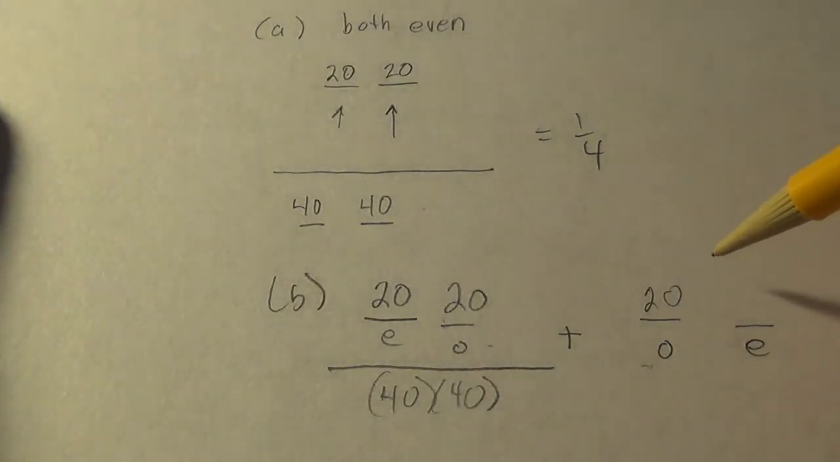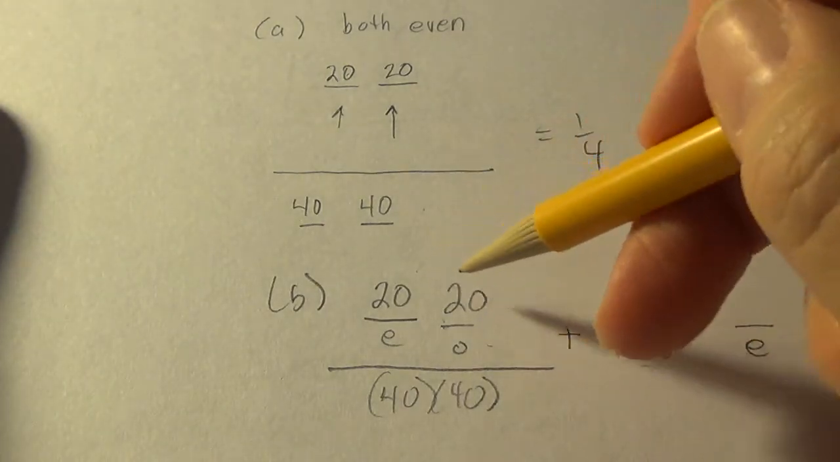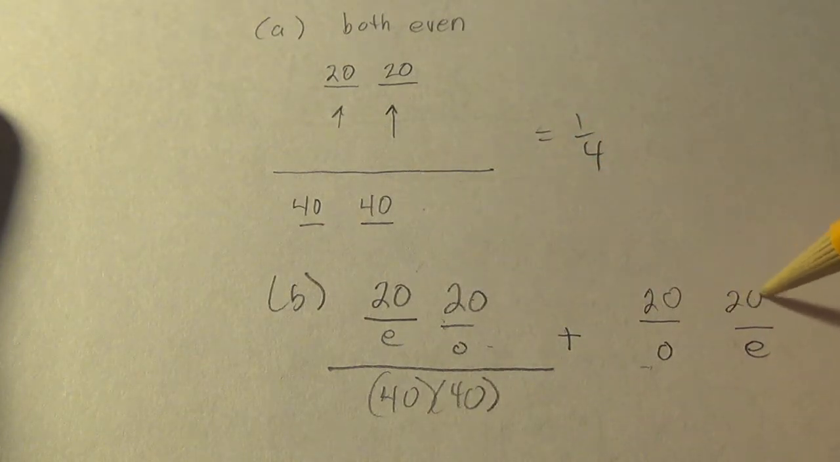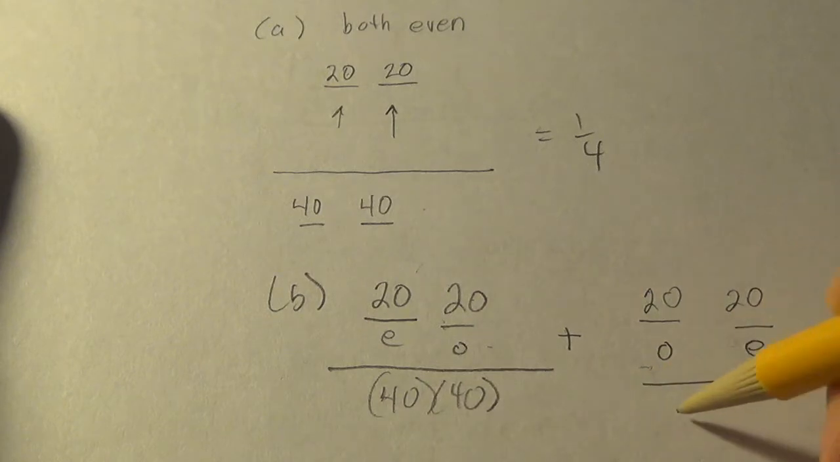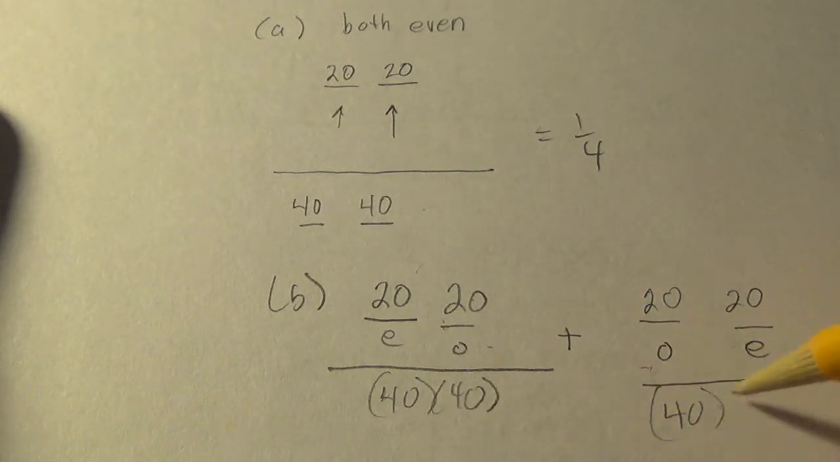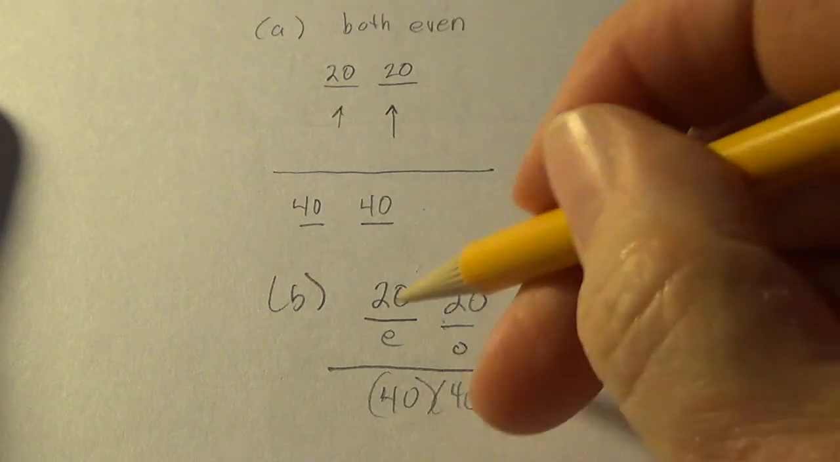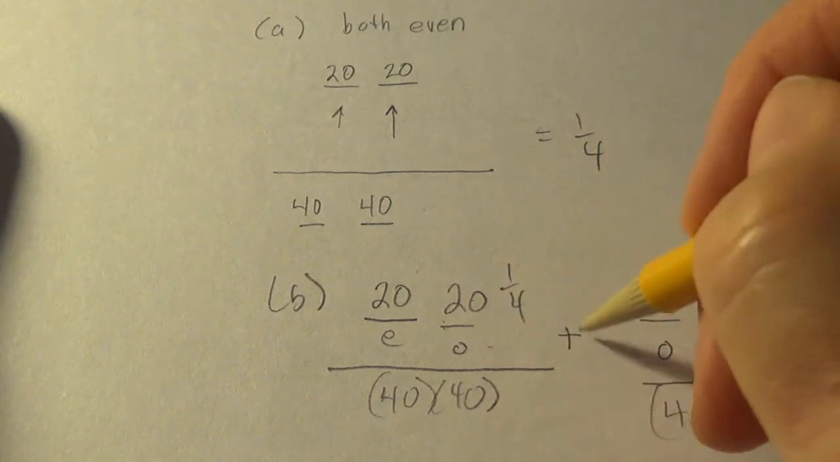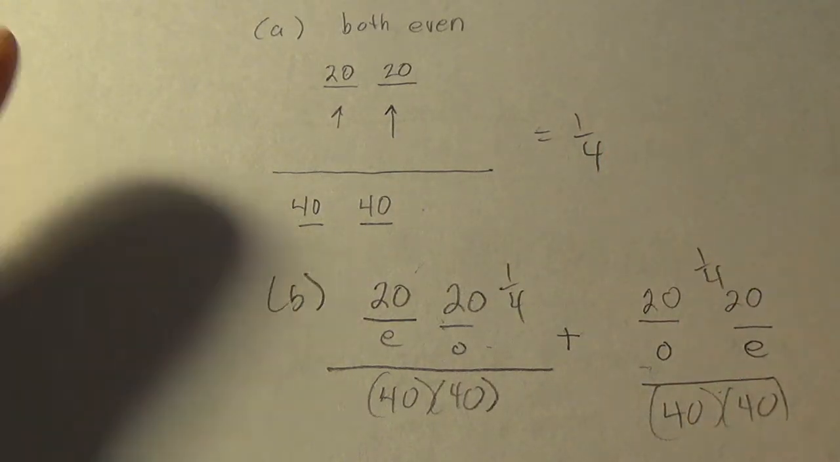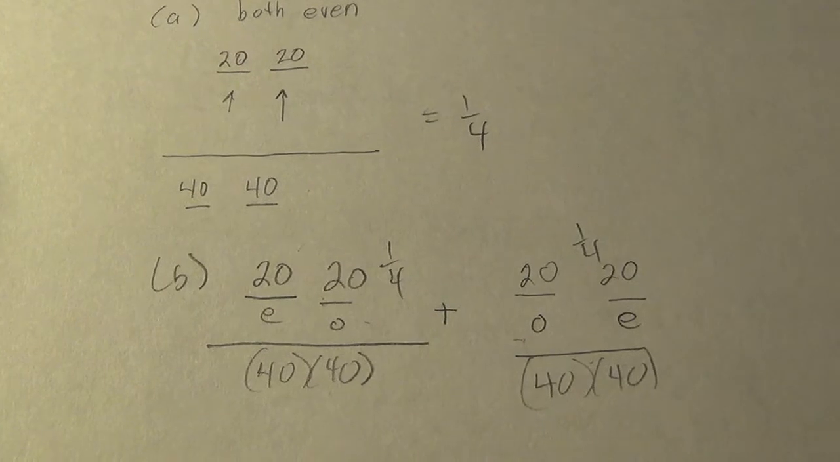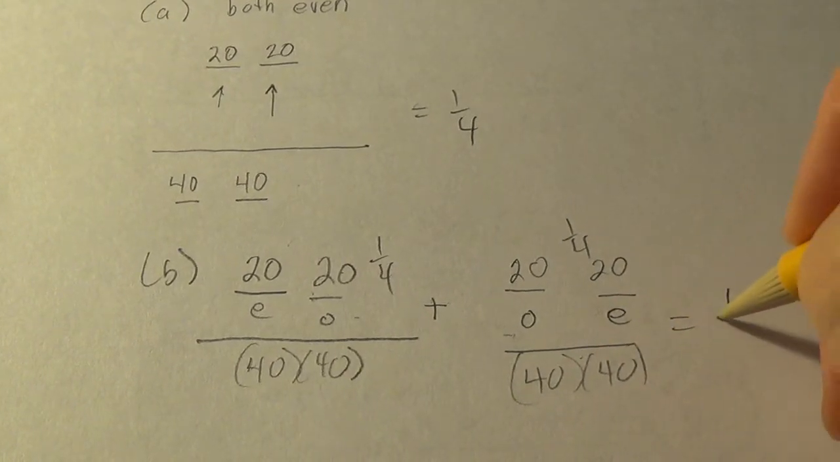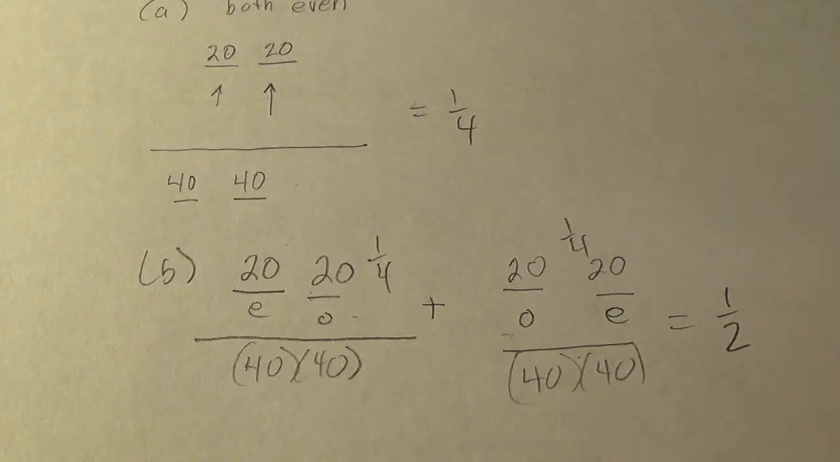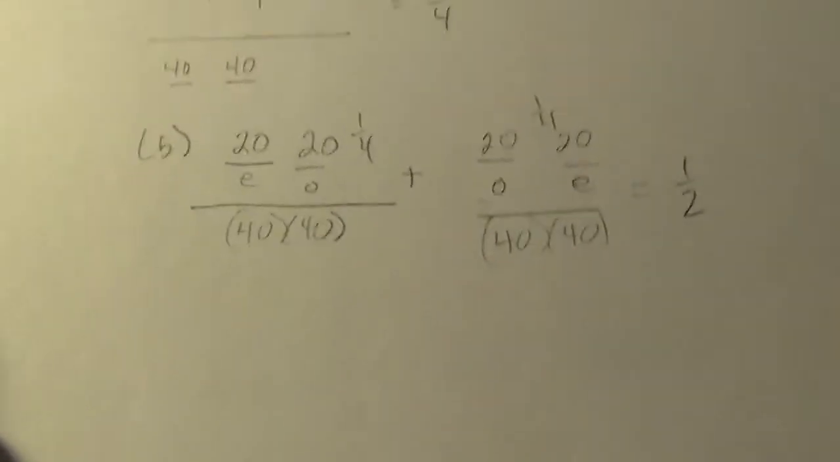We get 20, 20, and then we get 20, 20 over 40, 40. So we already calculated one up here, it's 1/4, and then 1/4 again. 1/4 plus 1/4 is 2/4 or 1/2. Let me see if that was correct. It is.